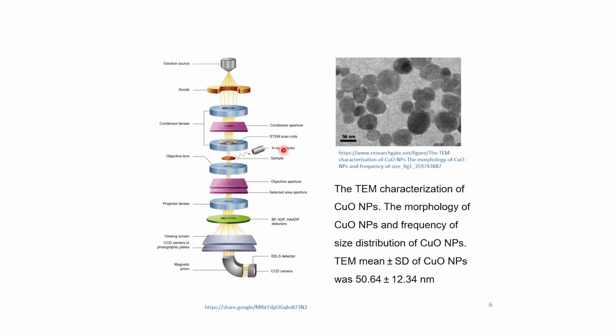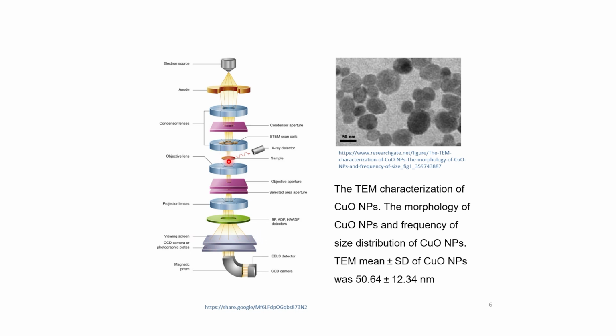and that is the X-ray detector. Okay. So, the electron beam is passing through the sample to the objective aperture, to the selected area aperture, then through the projector lenses, then to the detectors, and from here to the viewing screen, which is a CCD camera or photographic plates. The viewing screen is over here.